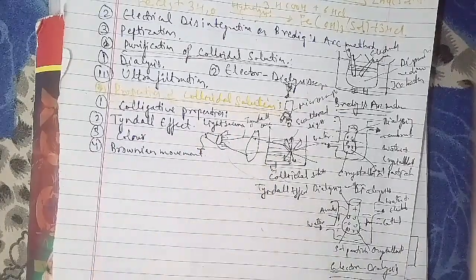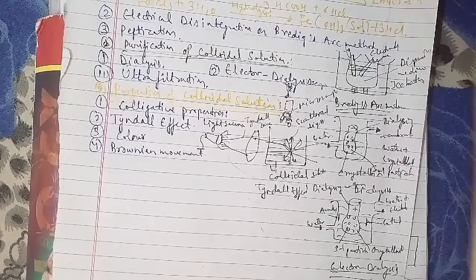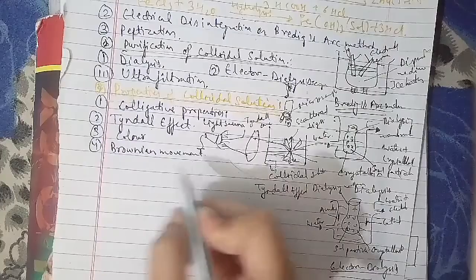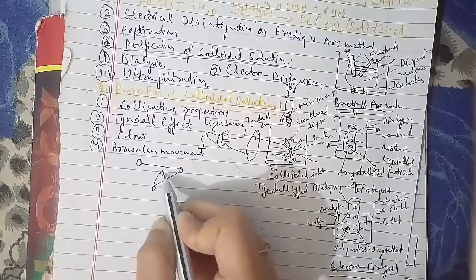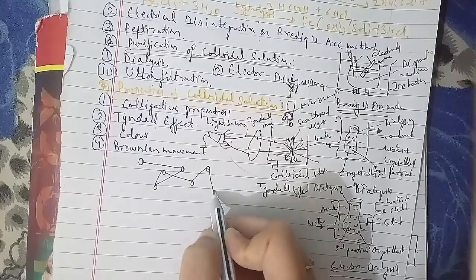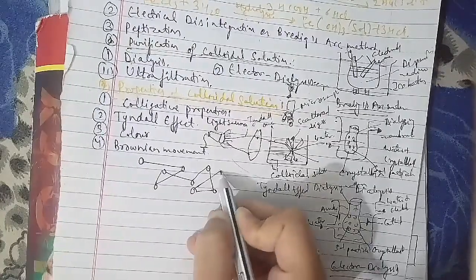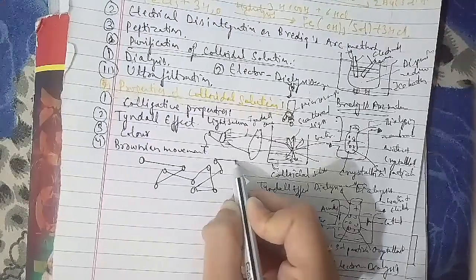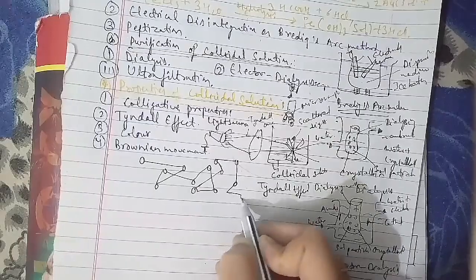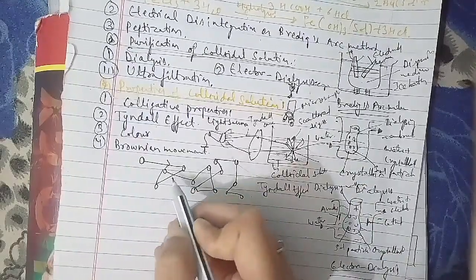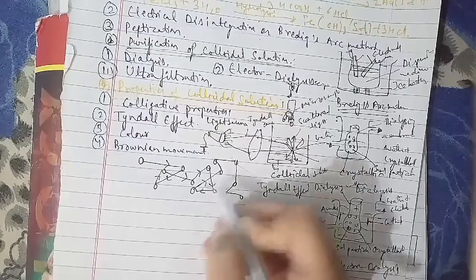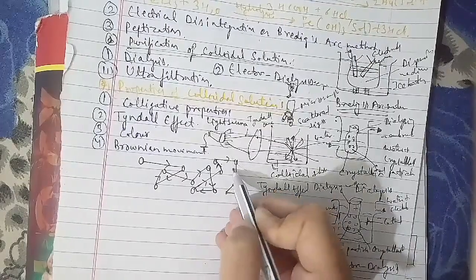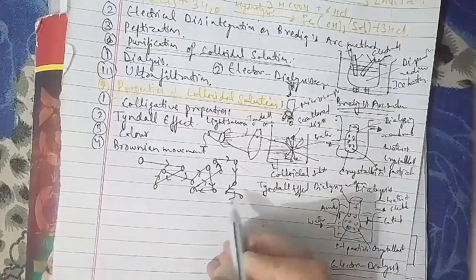Now we'll talk about the fifth one. In terms of Brownian movement, we can represent that as well, and it should be represented in a zigzag manner. So it would be like this. It is represented like this only, with the directions as well. Then it will be coming towards it, as we have here. This is Brownian movement.